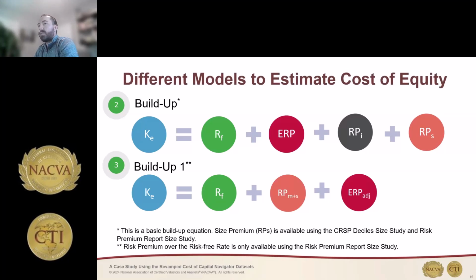And then the last is what we call a build-up 1. And so this is specific to the risk premium report study, where the equation is a risk-free rate plus risk premium over the risk-free rate plus an ERP adjustment. And we'll dive into the details of this equation: what do these inputs mean, where to get them, and how to calculate them along the case study.